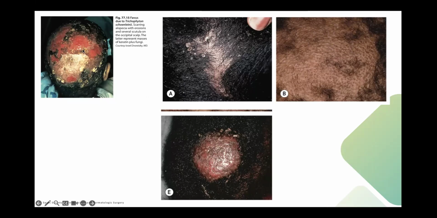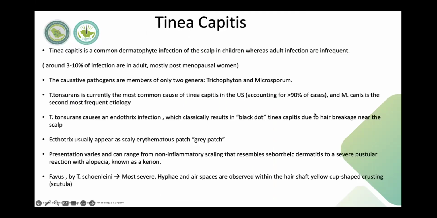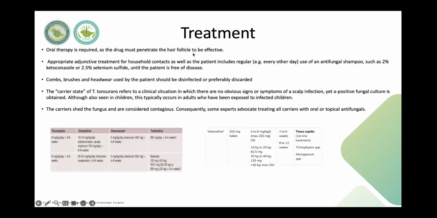And this is a very, very rare type. It's called favus, and it's caused by a specific fungus called Trichophyton schoenleinii. But these are the two most important that you should recognize. Why is it important to recognize which one is the cause? Because the treatment differs.